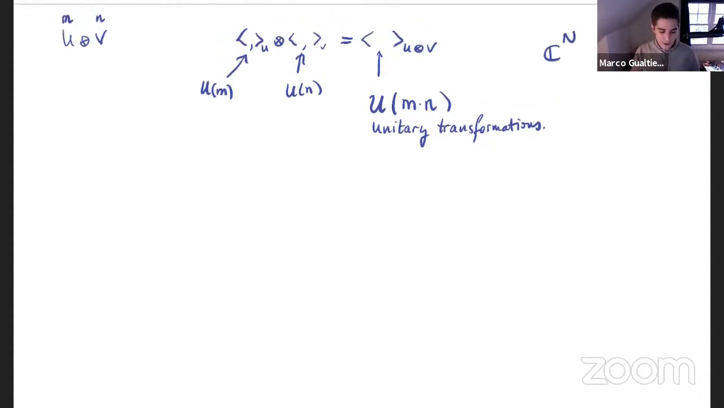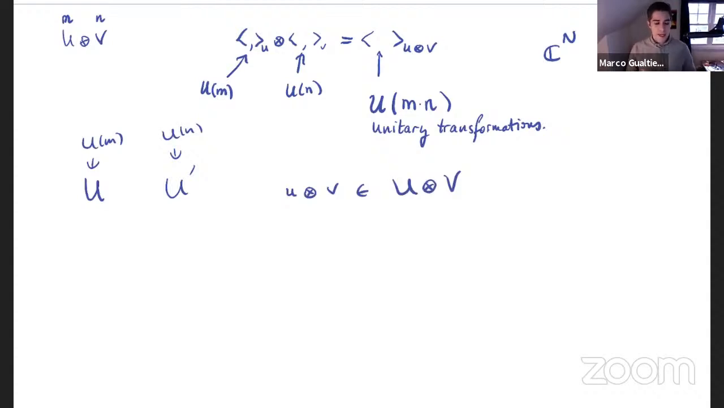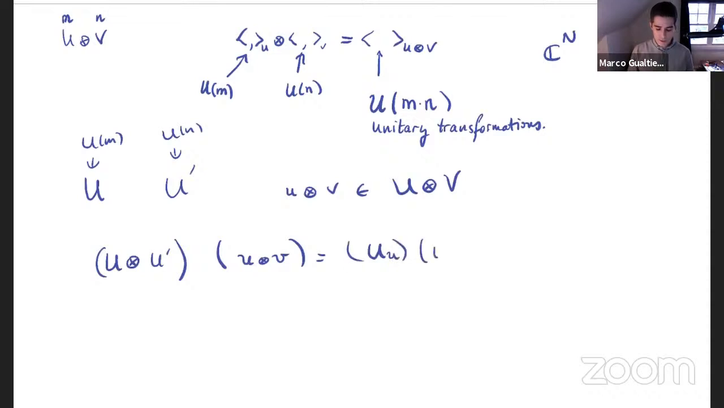Okay, and let me just say that there is a natural inclusion. So if you have, let's say, U inside U(M) and U prime inside U(N), and if we take little u tensor v inside U tensor V, then I can let these unitary operators each act on their pet vectors. And that's how I'll define the tensor product of these unitary operators. I'll define the tensor product such that the way it acts on u tensor v is that the first acts on u and the second acts on v.